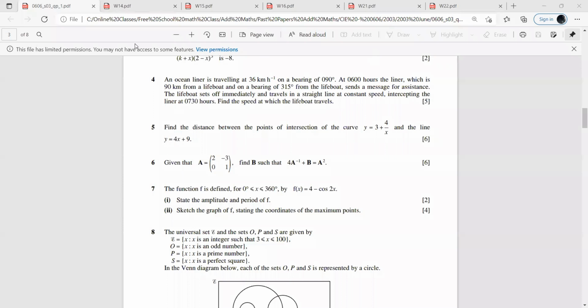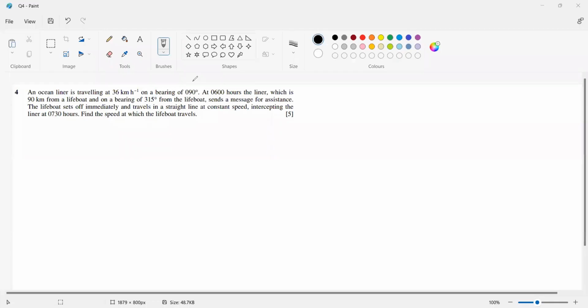Let's read and see. An ocean liner is traveling at 36 kilometers per hour on a bearing of 90 degrees. At 0600 hours, the liner, which is 90 km from a lifeboat on a bearing of 315 degrees from the lifeboat, sends a message for assistance. So the lifeboat sets off immediately and travels in a straight line at constant speed, intercepting the liner at 0730 hours. So find the speed at which the lifeboat travels.